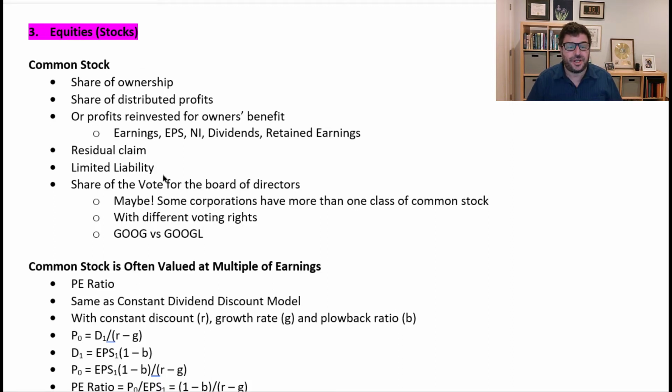In addition, it's limited liability, and so the liability of the corporation is separate from the liability of the owners of the corporation. In addition, a share entitles you to a vote for the board of directors. Some corporations have more than one class of common stock with different voting rights, and so there's GOOG and GOOGL. GOOGL has voting rights.